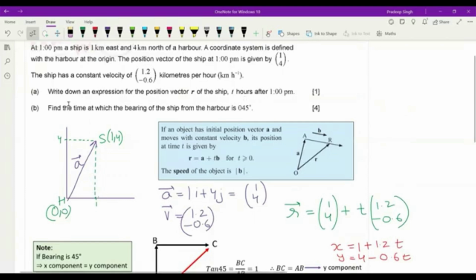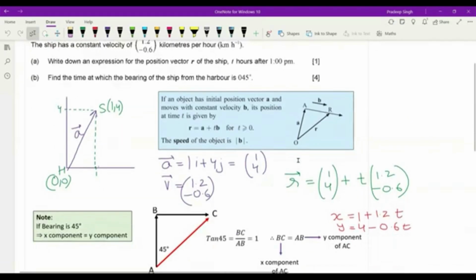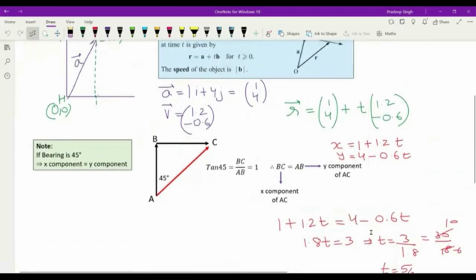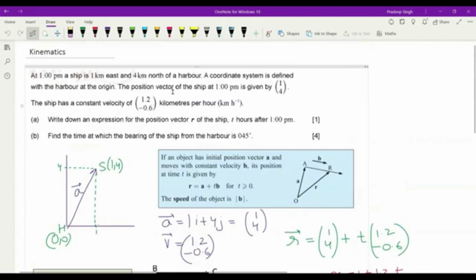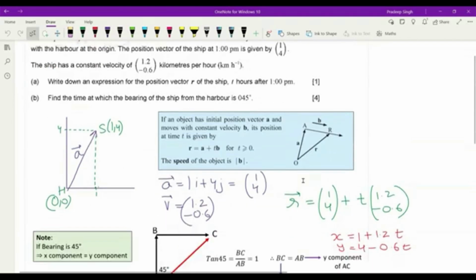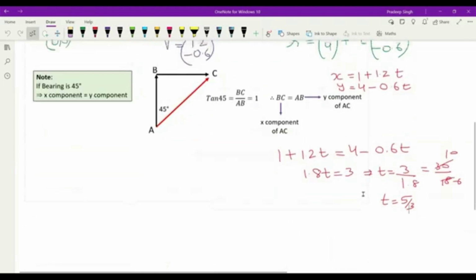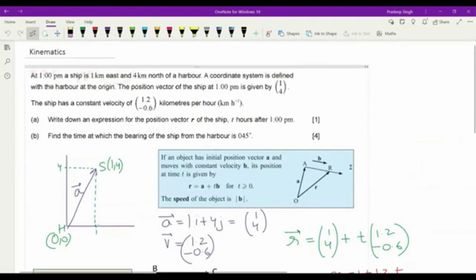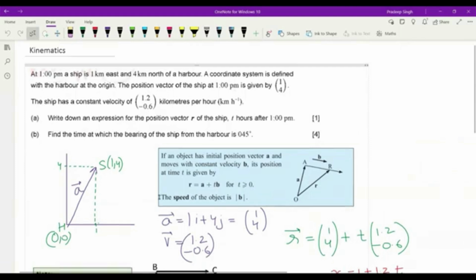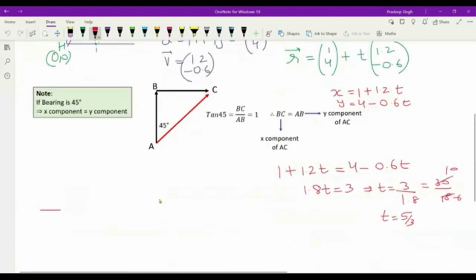Now, the question was to find the time at which the bearing of the ship is 45 degrees. We already have found the t, but observe in the question they have given, the starting point was 1 p.m. So we'll have to add the 5 by 3, which we have gotten, to 1 p.m. And let's do that. So the final time which we require is 1 p.m. plus the 5 by 3.